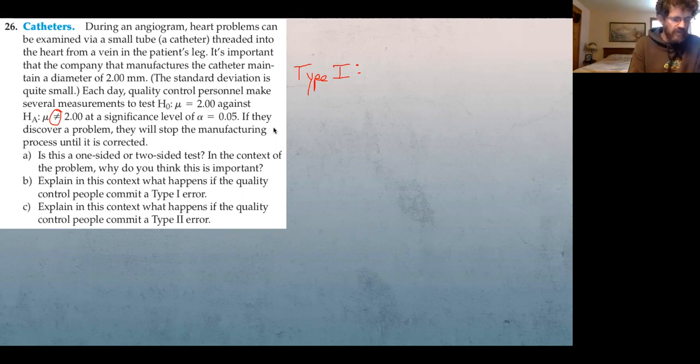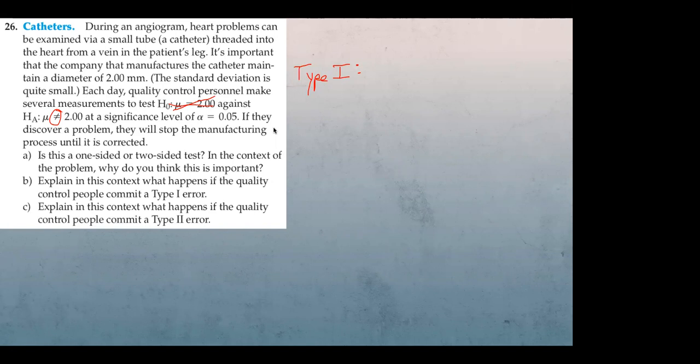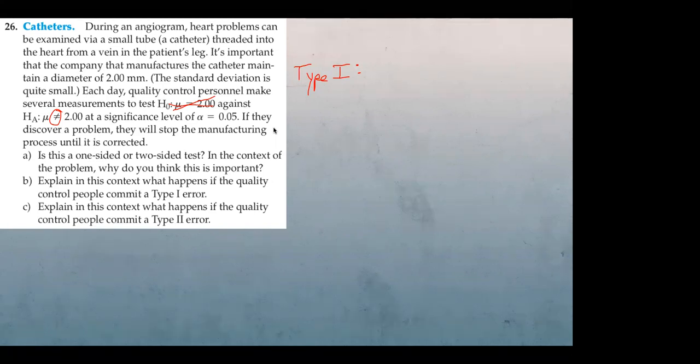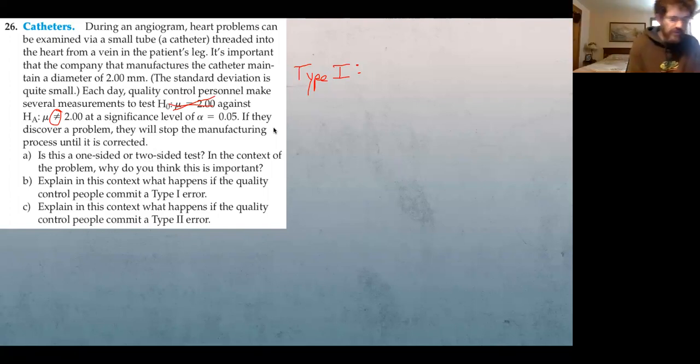So let me, just to get some thoughts here, what happens if you reject that it's really 2 millimeters, what you're producing? They don't put it in you. Well, remember the type 1 error says that it really is 2 millimeters, but you rejected it. So it really is a good product, but you rejected that it is. And what does this mean? You're throwing away a good catheter. Yeah, you might have to throw away a good product.